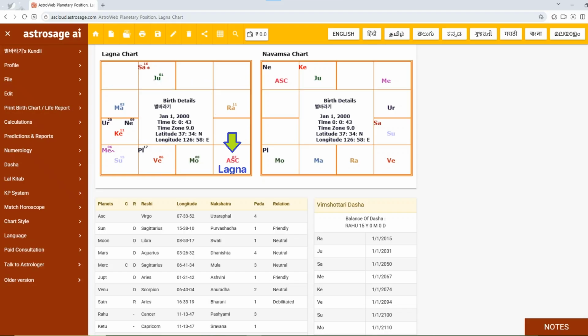ASC is exactly Lagna. In this chart, Lagna is in the first house, Virgo. The place where Lagna is becomes the first house. And the 12 houses are arranged in a clockwise direction. Shall we check the positions of each planet now?